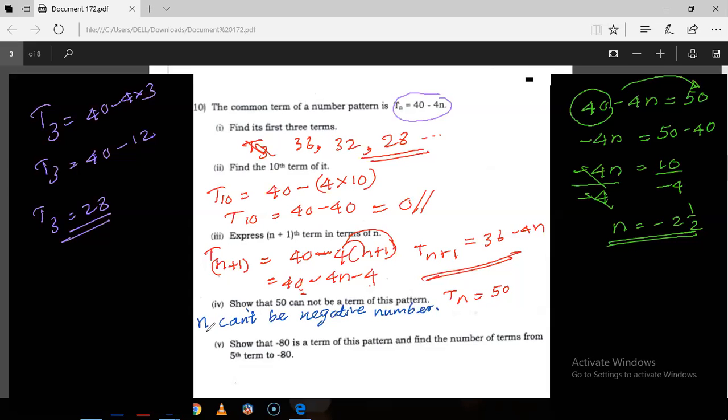So that 50 can't be a term of this pattern. Just write down this. So that minus 80 is a term of this pattern. Find the number of terms from the 5th term to the minus 80 term.